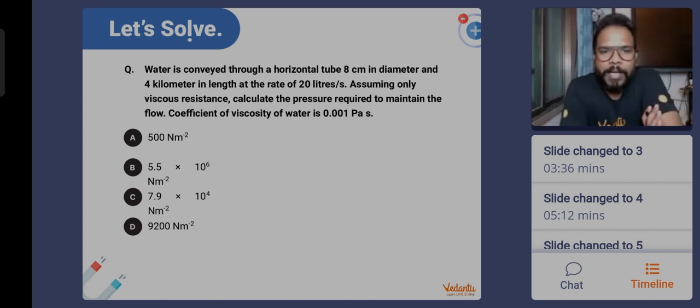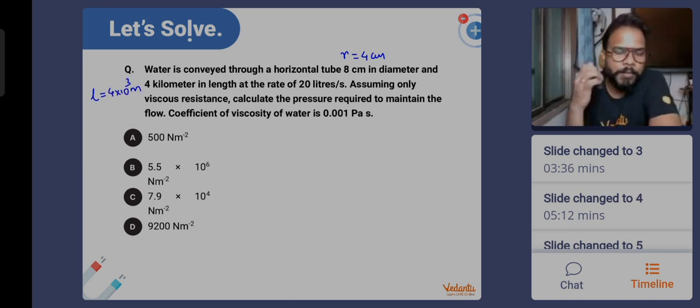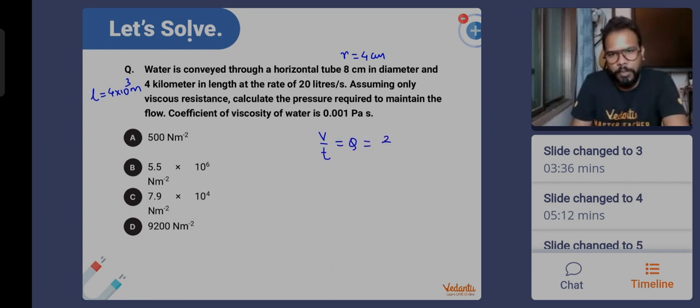This one says water is conveyed through a horizontal tube of 8 centimeter in diameter, so the radius becomes 4 centimeter, and 4 kilometer in length. So obviously it won't work as is. Length has to be 4 into 10 to the power 3 meters, or 4,000 meters. The rate at which the liquid is going, V by T or Q, is 20 into 10 to the power minus 3 meter cube per second. If I convert everything into SI units, everything is in SI unit.